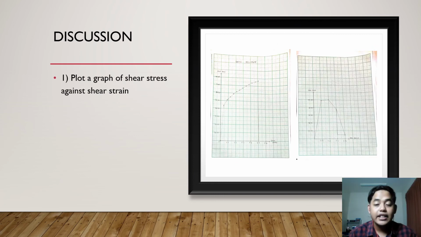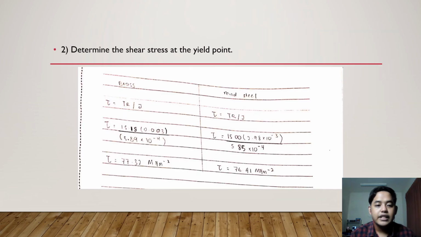For the discussion, the first one is to plot a graph of shear stress against shear strain. The first graph shown is the brass, and the second one is mild steel. The second one is to determine the shear stress at the yield point. To get the shear stress, the formula is Tr over J. So the shear stress for the brass is 77.32. The shear stress for mild steel is 76.41.